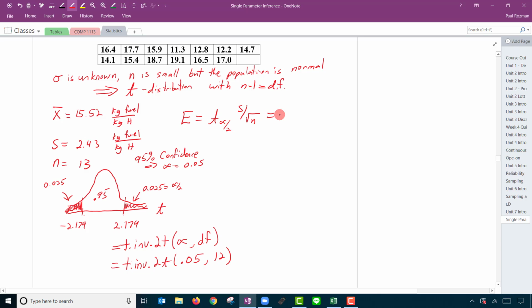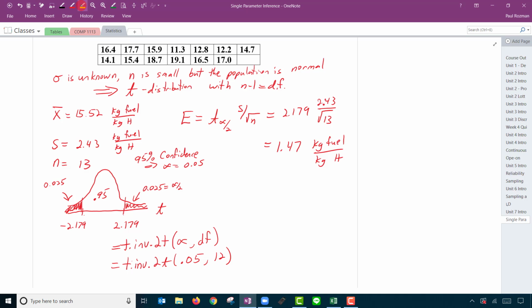And then we can calculate our error. 2.179, S was 2.43. Put your calculator in stat mode to get that. And the formula still uses n, so use 13 here. Use 12 to find your t-score, but use 13 in your calculation here. I ended up with 1.47 kilograms of fuel per kilogram of hydrogen.